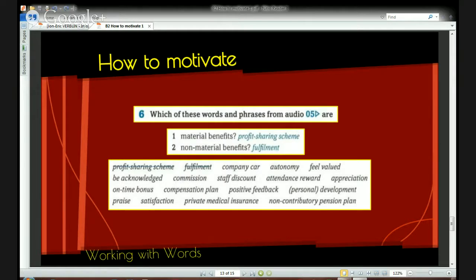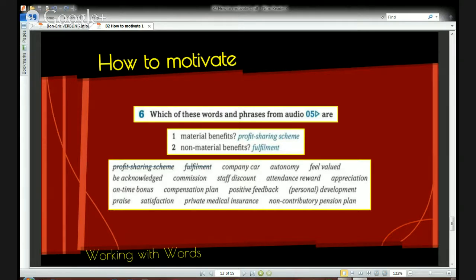Okay. Now that we've generated lots of vocabulary about material and non-material benefits, what I want us to do is go around and just label these things material or non-material. I think it'll be pretty obvious, but the point is you do this so that the vocabulary is fresh in your memory, and then we're going to do a little speaking activity where we have to decide how to motivate our staff, okay?